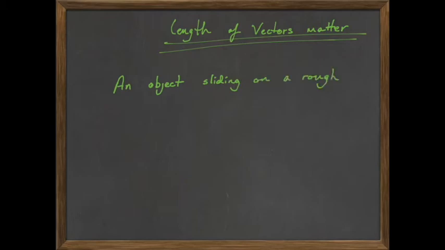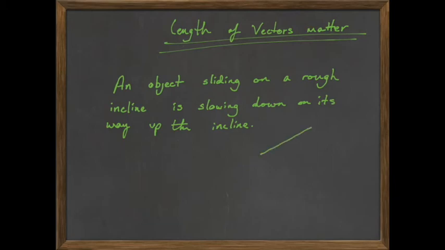So let's look at an example. Say an object sliding on a rough surface, and let's incline that surface, is slowing down on its way up the incline. Okay, so from here, let's make a free body diagram. Now we'll start with a picture. The object's on an incline, it's moving up the incline, and it's slowing down. So that means the net force has to be pointing down the incline, but we'll hit that later in more detail in the next video.